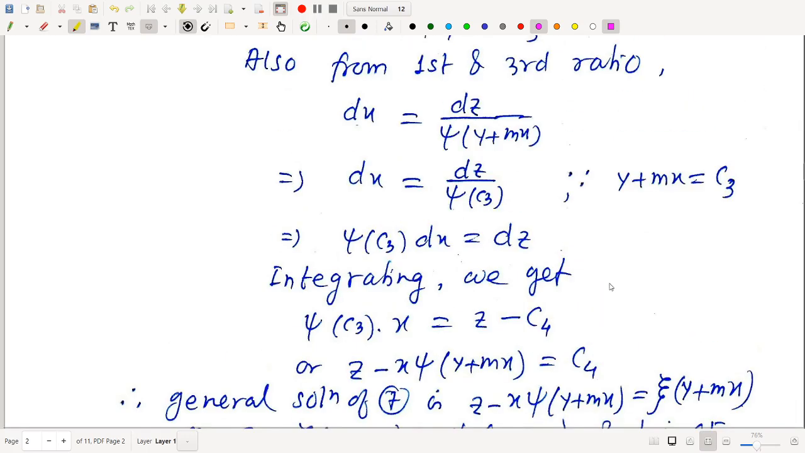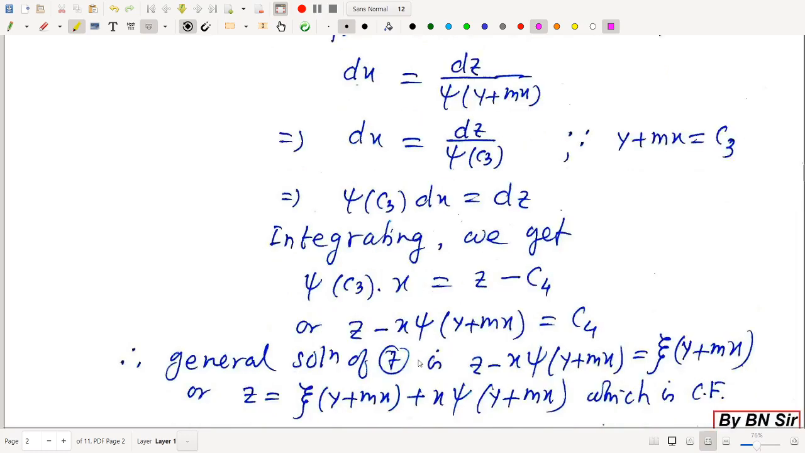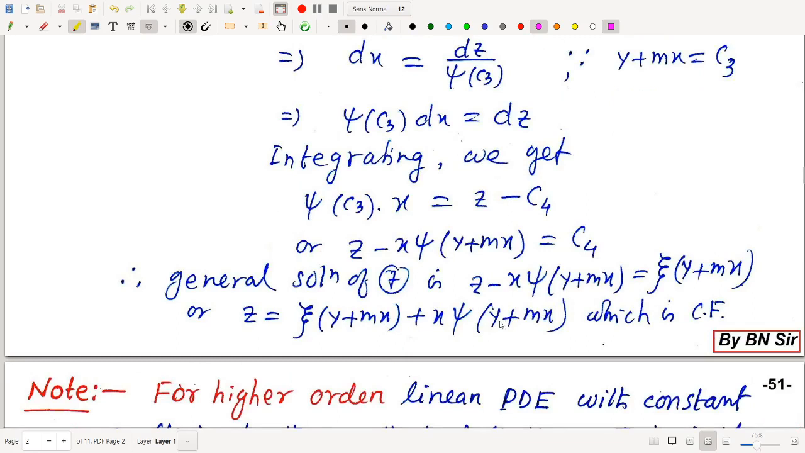So the general solution we write as a function of u, v equal to 0, or v is a function of u. So here we have written, this is suppose v, new v, so z minus x psi of y plus mx equal to another function of u, meaning y plus mx, that is xi of y plus mx, and then changing sides we get z equal to xi of y plus mx plus x into psi of y plus mx.